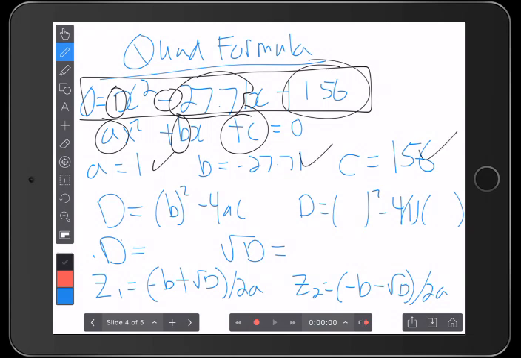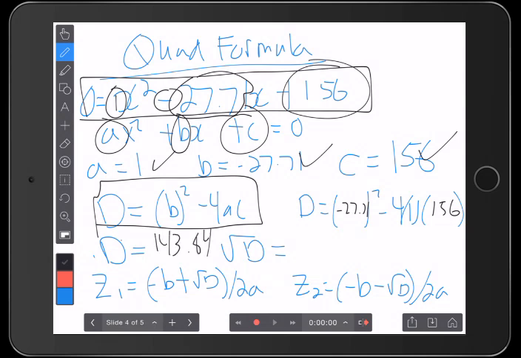A, B, C. And in the quadratic formula, the way that I do it, you don't have to do it this way, I always calculate the discriminant first, which is equal to b squared minus 4ac. In our case, b is negative 27.71. I'm going to square that. And then it's 4 times a. In this case, a is 1 and c is 156. So then what I'm going to do is figure out what the discriminant is, and that actual number works out to 143.84. I'm going to square root that because that's part of the formula, which is 11.99.